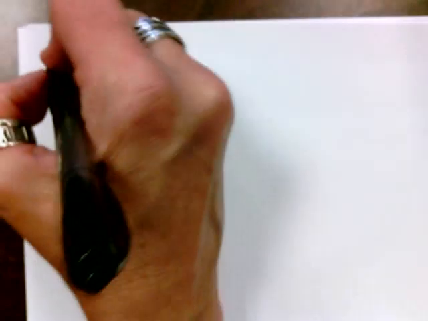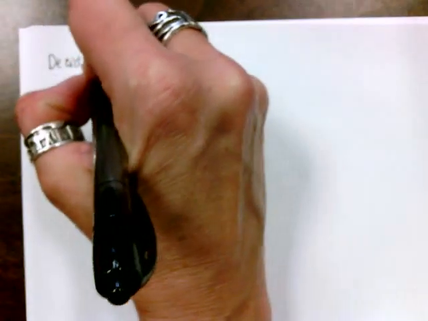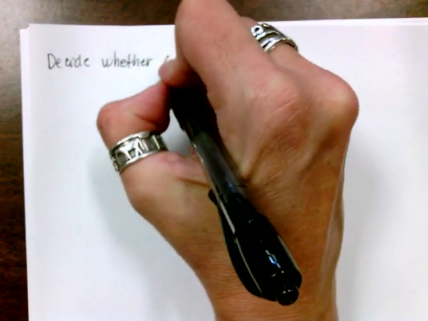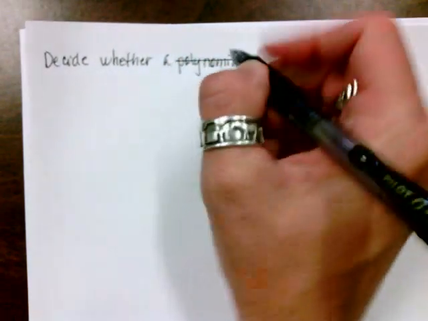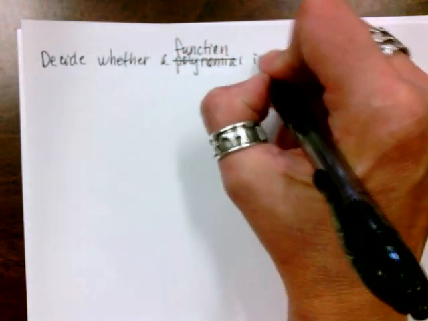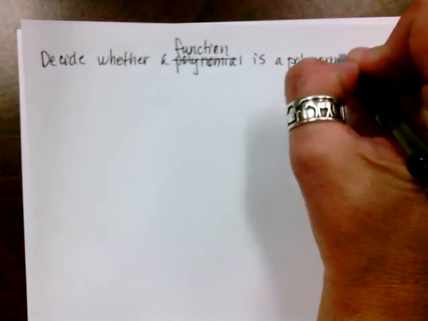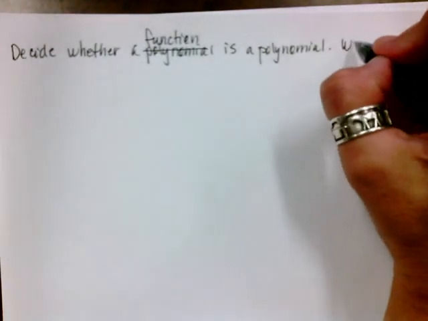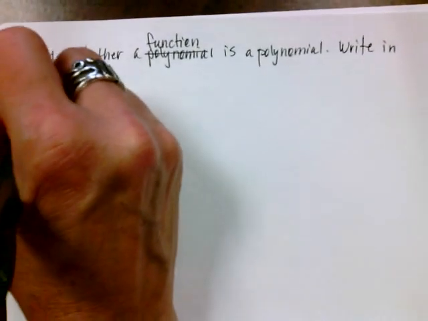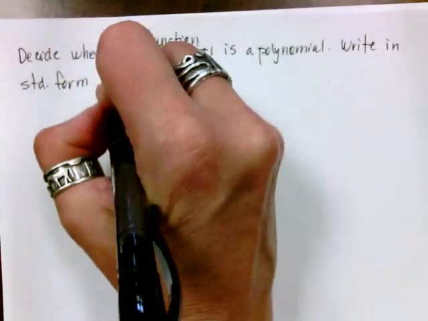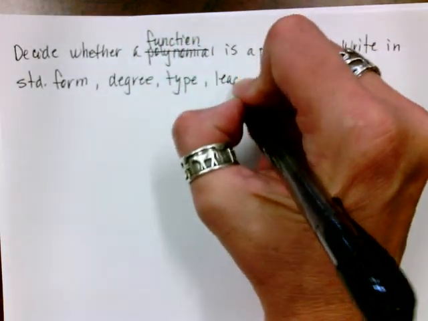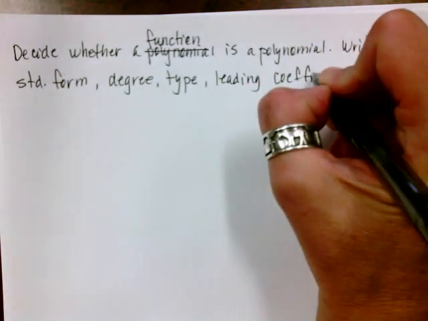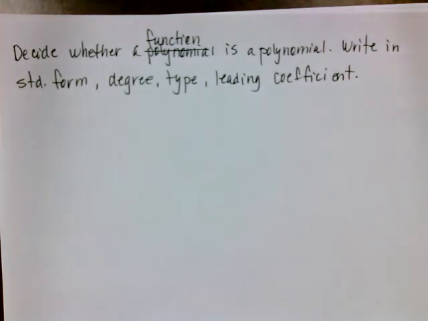All right, so I want to do a couple of examples. The first example, it says decide whether, lovely word, whether a function is a polynomial. Okay, I'm going to want you to write it in standard form. And then I'm going to want you to tell me what the degree is, what the type is, and what is the leading coefficient. So just lots of pieces of information about a particular function.